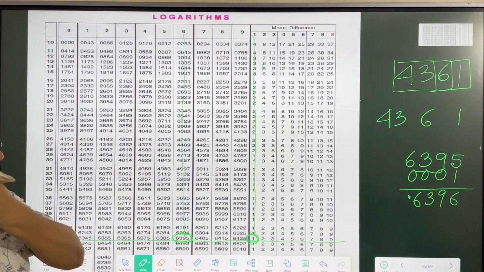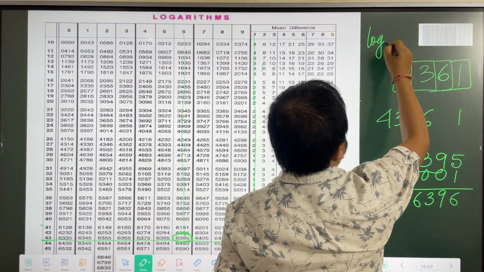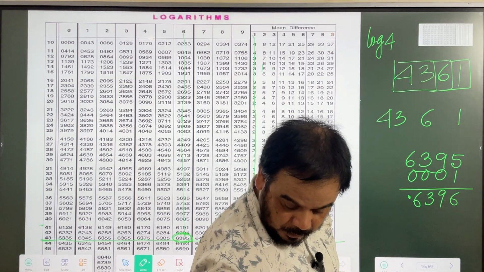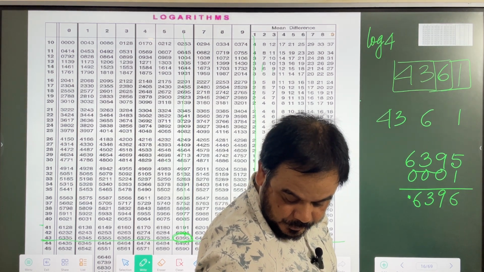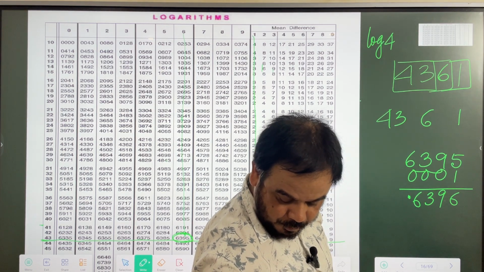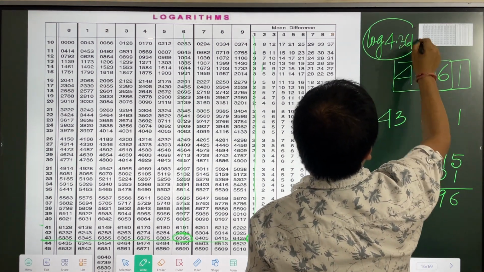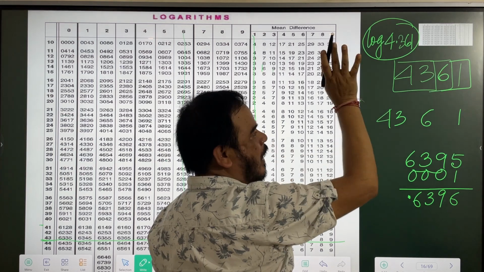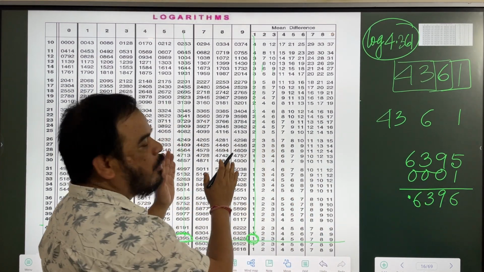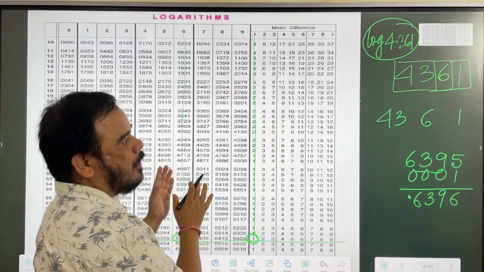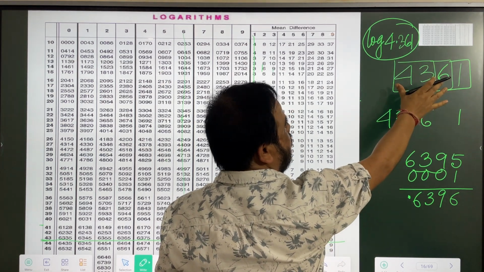Let me explain again. We have to find out the log of 4.361. Characteristic we have got, 1, already. So mantissa we have to find out with the help of the logarithm table. This is the table. So we always have to take 4 significant digits.